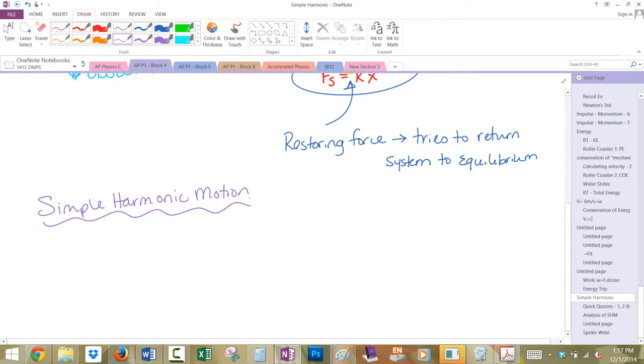An object, or a system, in simple harmonic motion is defined as a system in which the net force is proportional to the displacement from equilibrium.